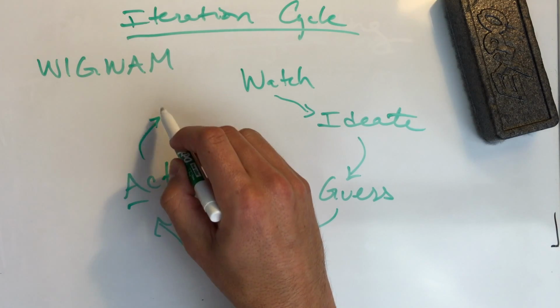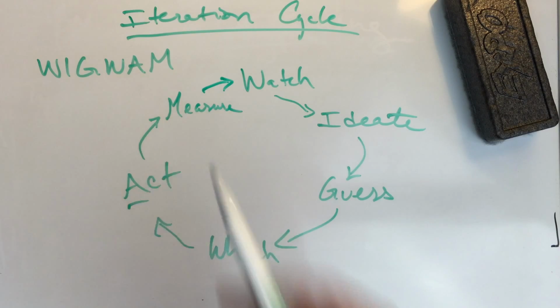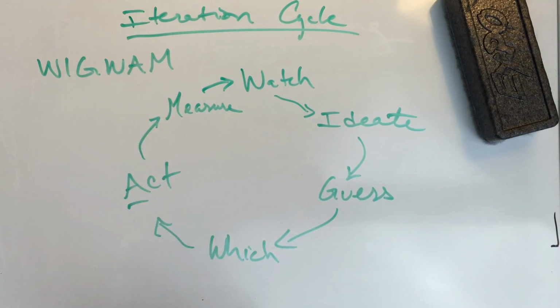And then M, measure what's happening. This is something of a watch, but actually doing something quantifiably is a little more effective than just observing something happening. So that's the wigwam. That's a little bit of an illustration of the iteration cycle.